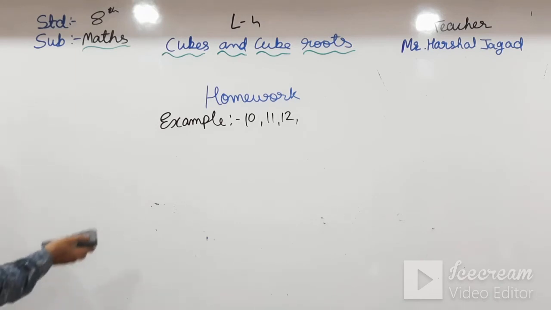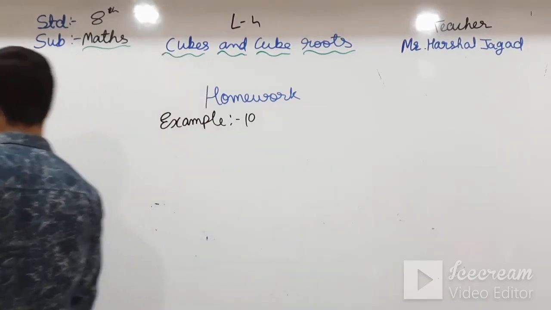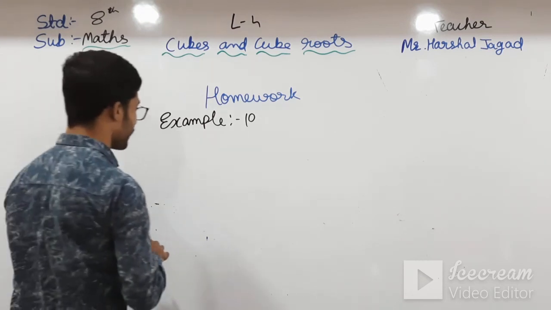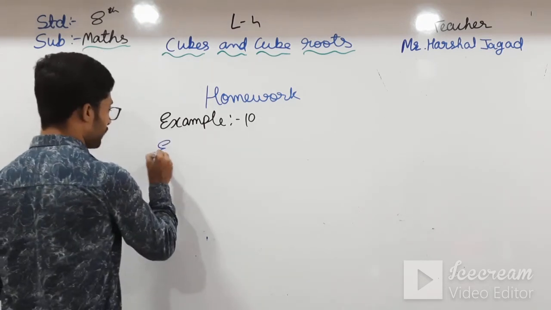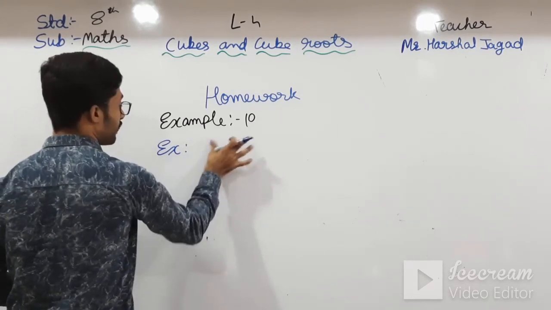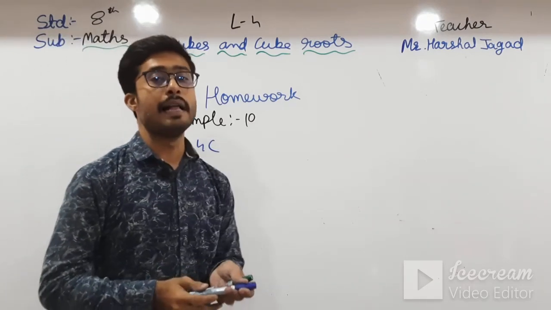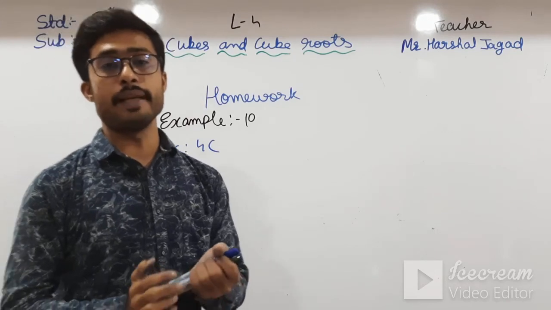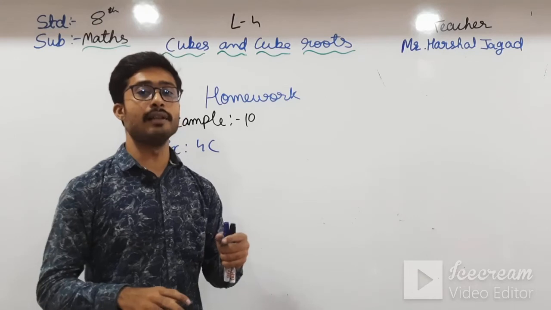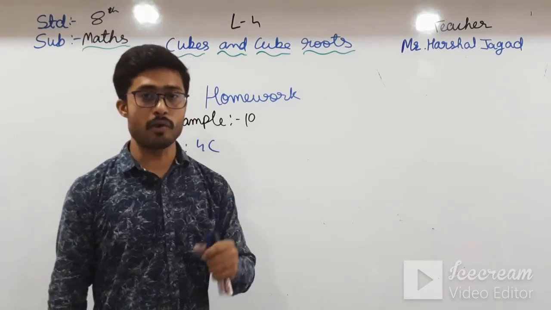In that there were 4 sums in your example book, and from the exercise you have to do the whole exercise, whichever questions are remaining. Exercise 4C, remaining questions you have to do in your homework. If there is any doubt, you can tell me, we can discuss it, and if all have the same doubt, I will solve that sum in the very next video.